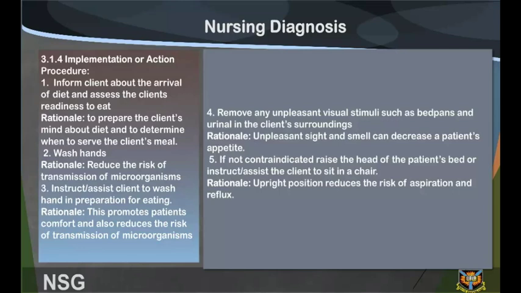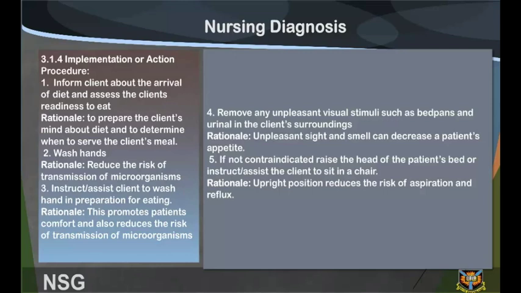2. Wash hands. Rationale. Reduce the risk of transmission of microorganisms. 3. Instruct and assist clients to wash hand in preparation for eating. Rationale. This promotes patient comfort and also reduces the risk of transmission of microorganisms. 4. Remove any unpleasant visual stimuli such as bedpans and urinal in the client's surroundings. Rationale. Unpleasant sight and smell can decrease a patient's appetite.